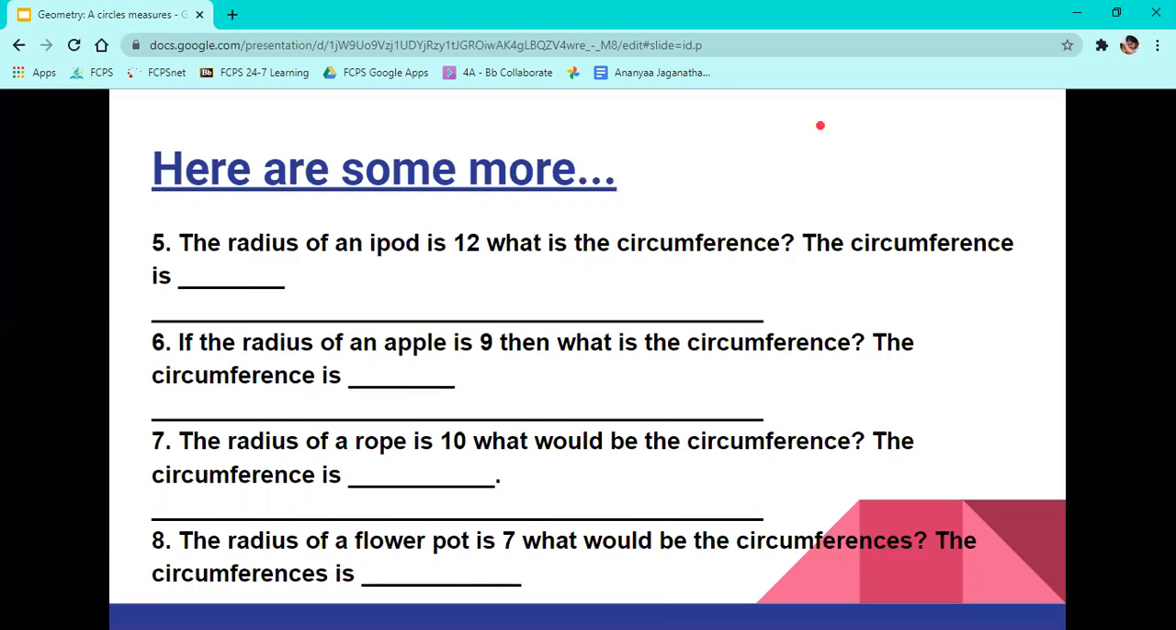Number 5: the radius of an iPod is 12. What is the circumference? The circumference is blank. If the radius of an apple is 9, what is the circumference? The circumference is blank. If the radius of a rope is 10, what would be the circumference? The circumference is blank. If the radius of a flower pot is 7, what would be the circumference? The circumference is blank. So please go ahead and use your paper and pencil and write down the answers.